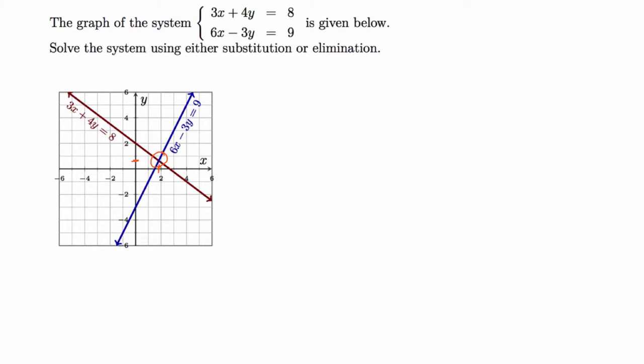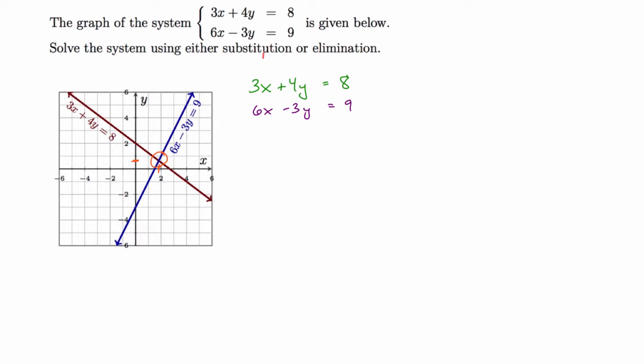While I am able to use either substitution or elimination, my preference is typically to use the elimination method. So we'll begin by taking both equations that were originally given, 3x plus 4y equals 8, and 6x minus 3y equals 9, and we'll choose what it is that we want to eliminate.